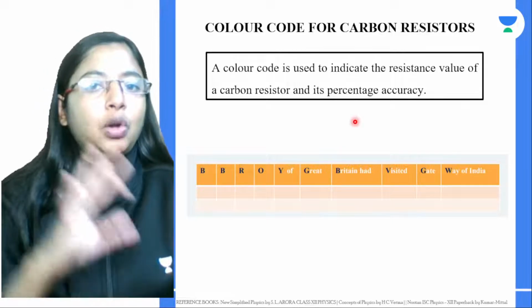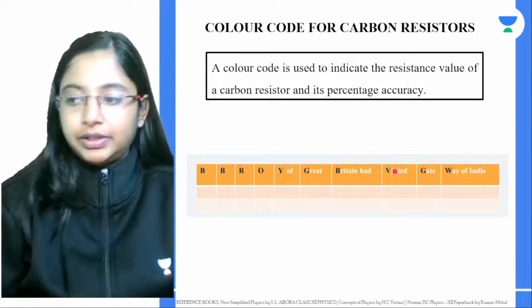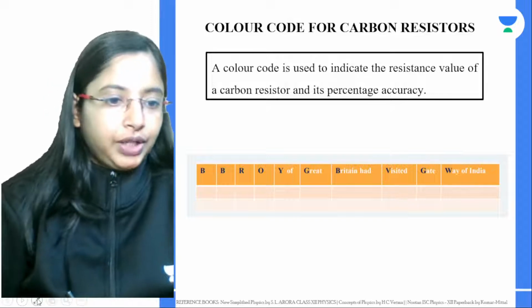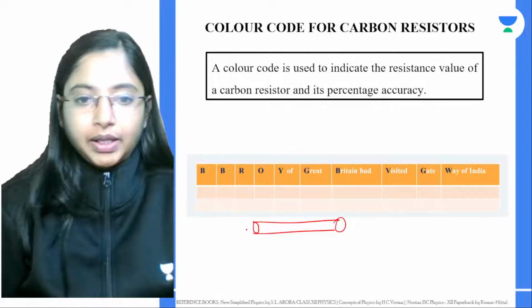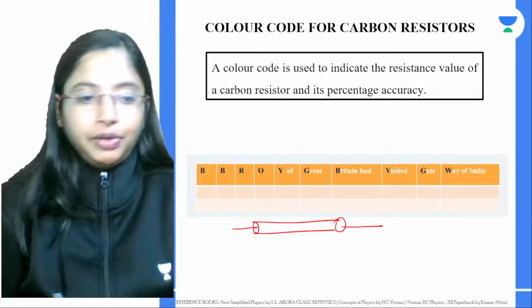Because of it, we follow a color code for carbon resistors. If you take a carbon resistor, this will be color coded. They will usually have 4 bands of colors.